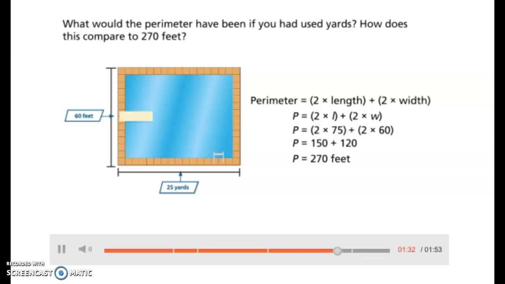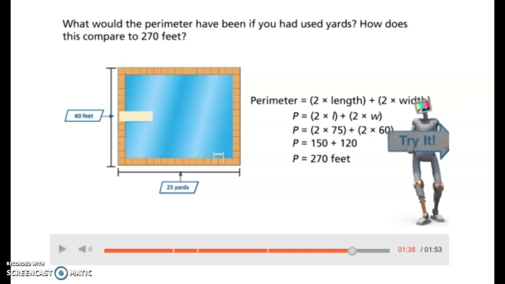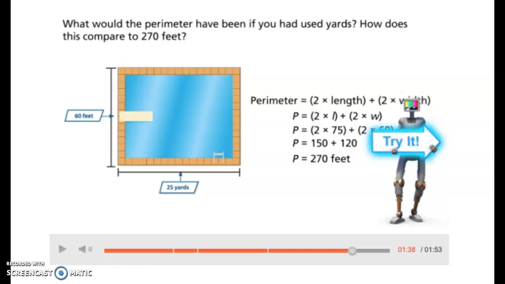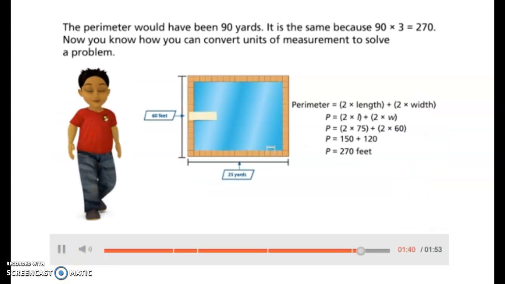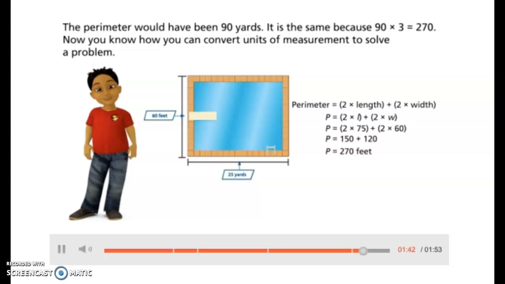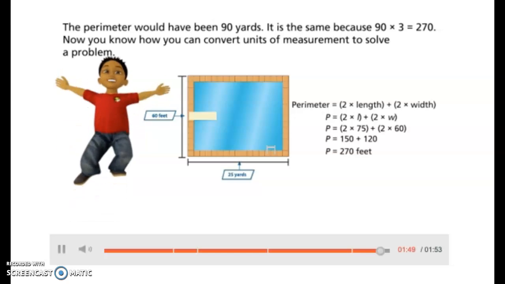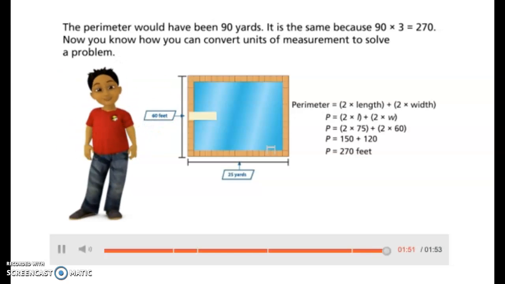What would the perimeter have been if you had used yards? How does this compare to 270 feet? The perimeter would have been 90 yards. It is the same because 90 times 3 equals 270. Now you know how you can convert units of measurement to solve a problem.